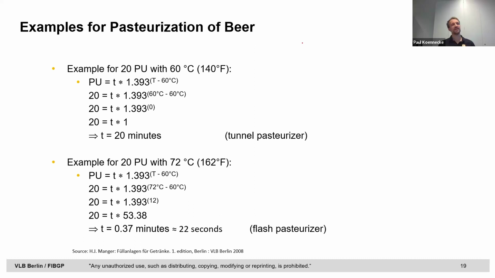And for a flash pasteurization, you see you need way less time to achieve the same amount of pasteurizing units because now the temperature is way higher. So the exponent for our factor is 12. And this also leads to the knowledge that a time increase is not as effective as a temperature increase when it comes to the effectiveness of pasteurization. So you can achieve the same amount of Pasteur units in way less time when you just go up with the temperature by 12 degrees. And also, given how tunnel pasteurizers and flash pasteurizers work, and we will also come to that, of course, it's way more effective in terms of energy consumption.